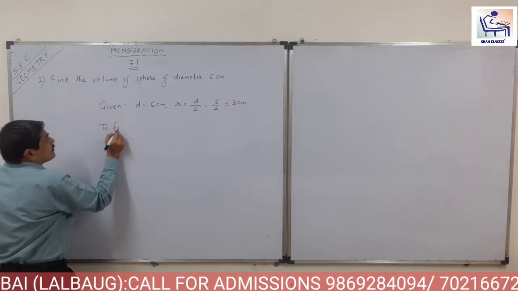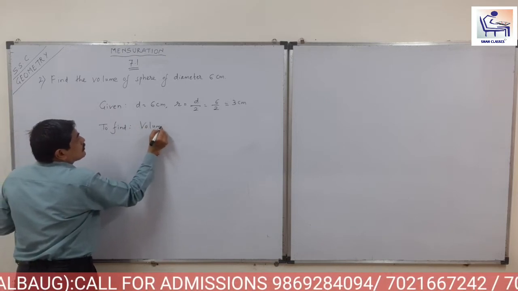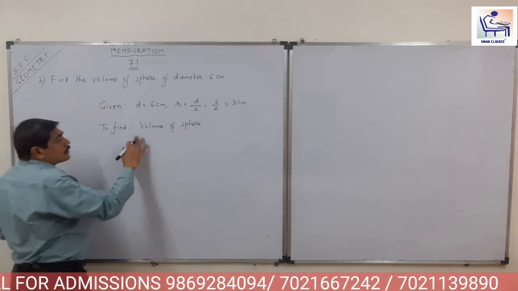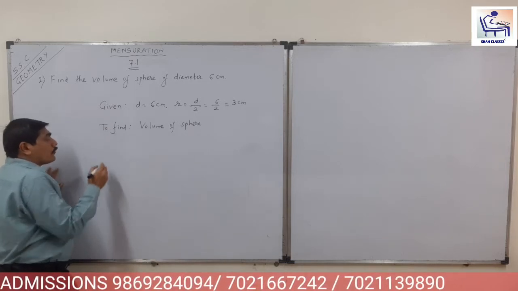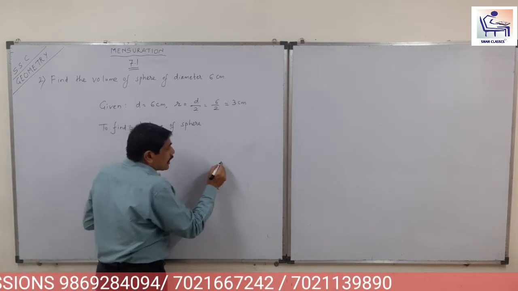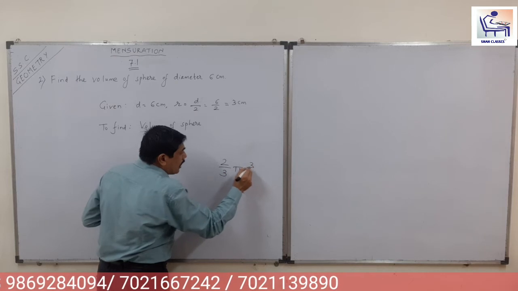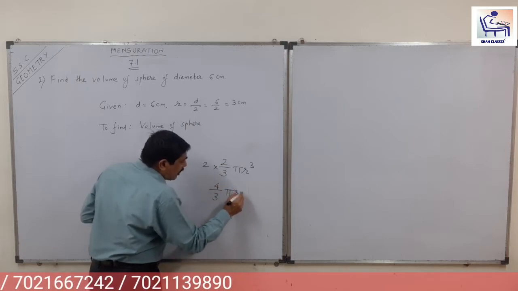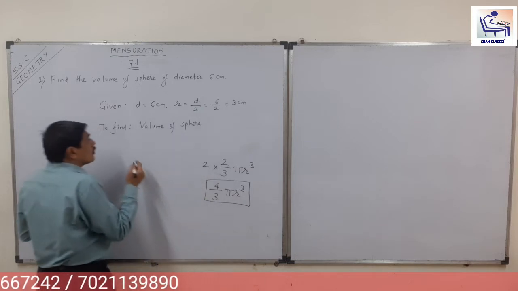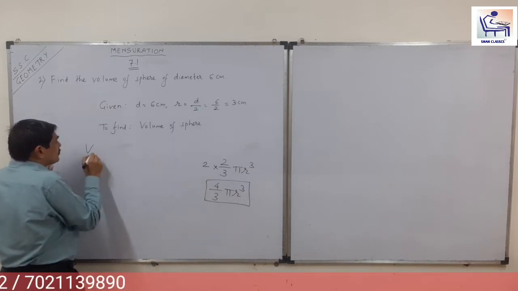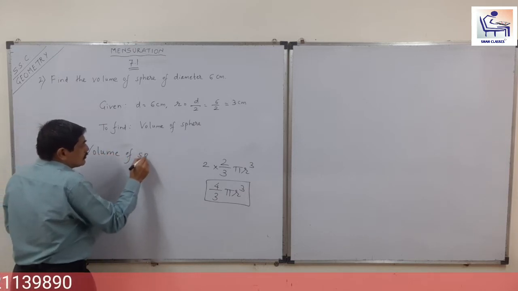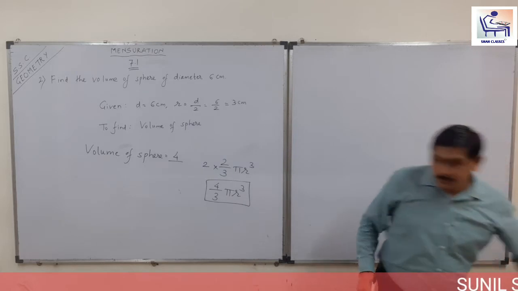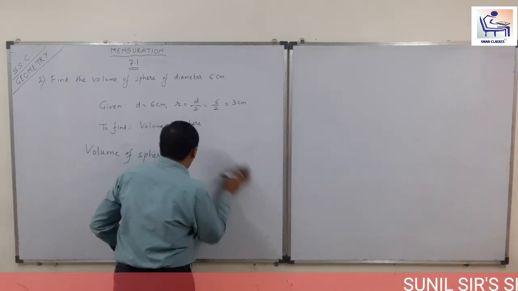Now to find the volume of a sphere, please remember, in my last lecture I told you all the formulas. There I explained that if the volume of a hemisphere is 2/3 pi r cube, then multiply it by 2 to get the sphere's formula: 2 twos are 4, so 4/3 pi r cube. That is the volume of a sphere, its formula. So volume of a sphere is equal to 4/3 pi r cube.